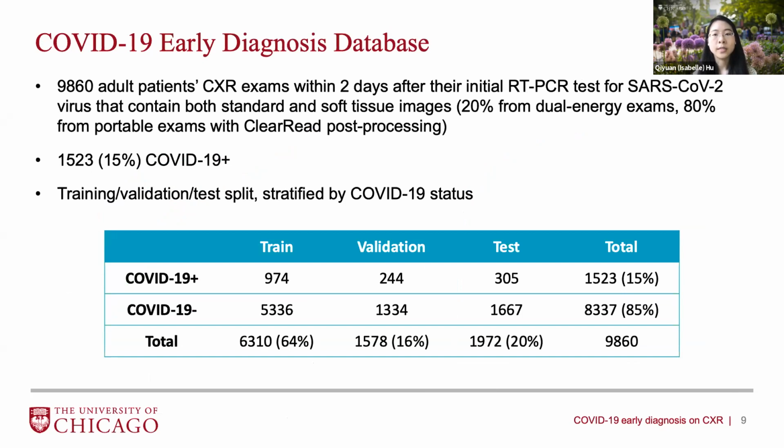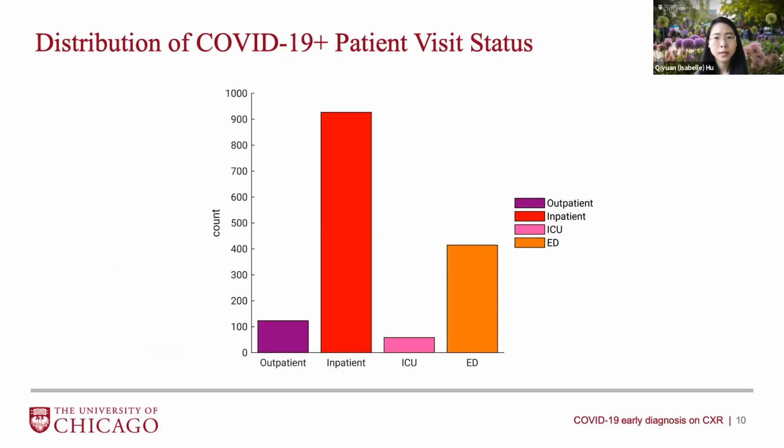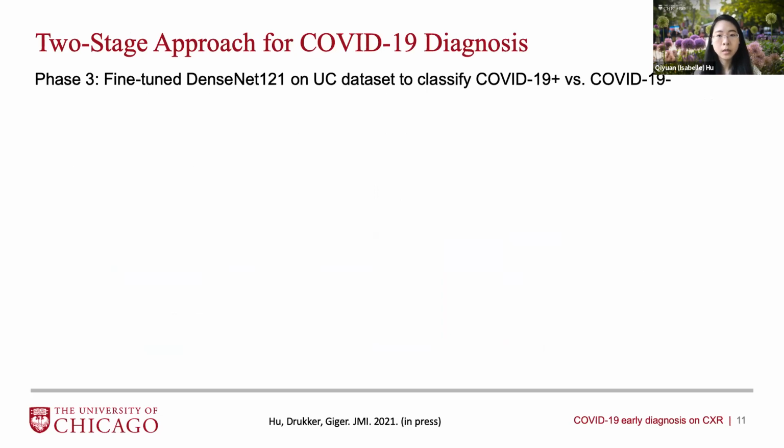And the COVID dataset in phase 3 had 9,860 adult patients' CXR exams, 15 of them tested COVID positive. It was split into training, validation, and testing, stratified by COVID-19 status of these patients. Among the COVID positive patients, their CXR were acquired under different patient visit status. This is the distribution across outpatient, inpatient, ICU, and emergency department patient visit status of the COVID-19 positive patients.